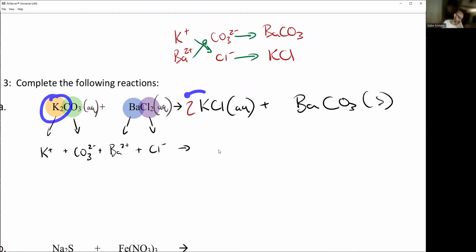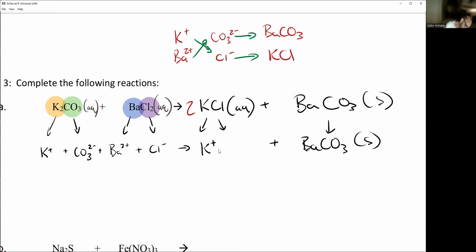2 potassiums, 2 potassiums. I have 1 carbonate, 1 carbonate. I have 1 barium, 1 barium. I have 2 chlorides, 2 chlorides. This thing is balanced. That's what we're going to do for these. We're just going to go back and forth with the ions that we have. Now, again, anything that is aqueous is going to get broken into its components. Anything that is solid just gets rewritten.